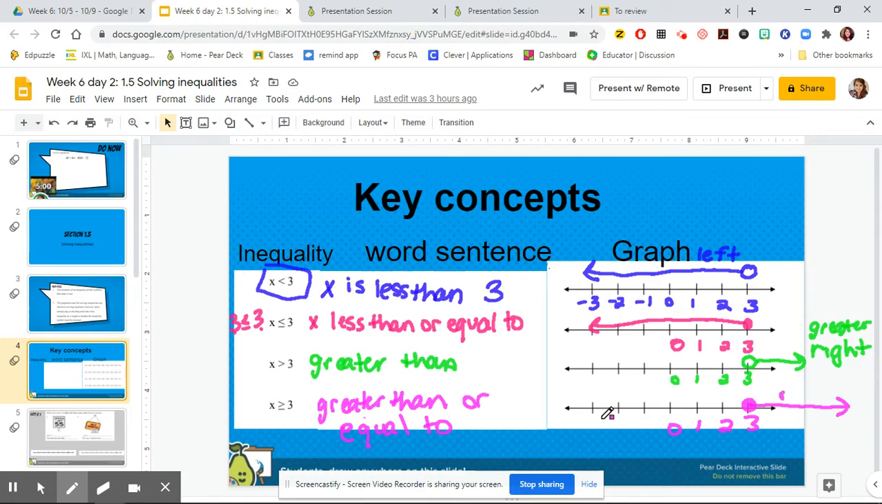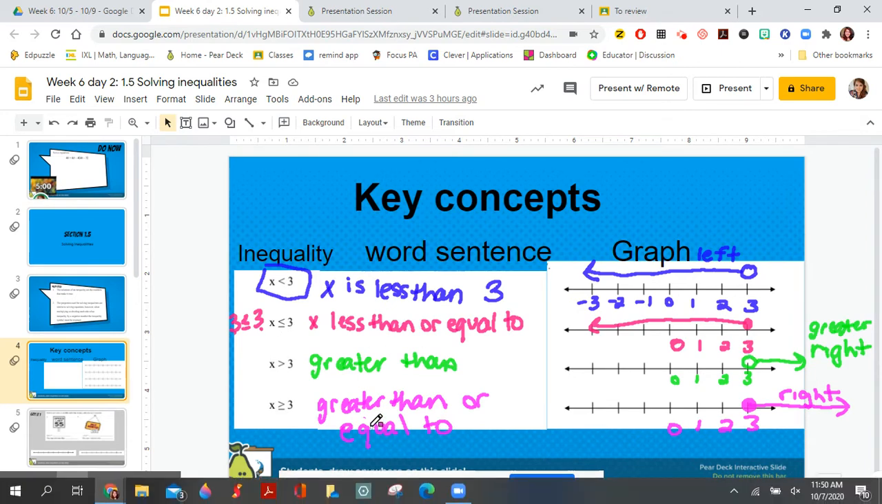Okay, so anytime you see the word greater, you're going to end up using an arrow that goes to the numbers that are right of your circle. If it's a less than, you're going to go to any number to the left of your circle. And your circle is going to be open if there's no equal sign, and your circle is going to be closed if there is an equal sign.